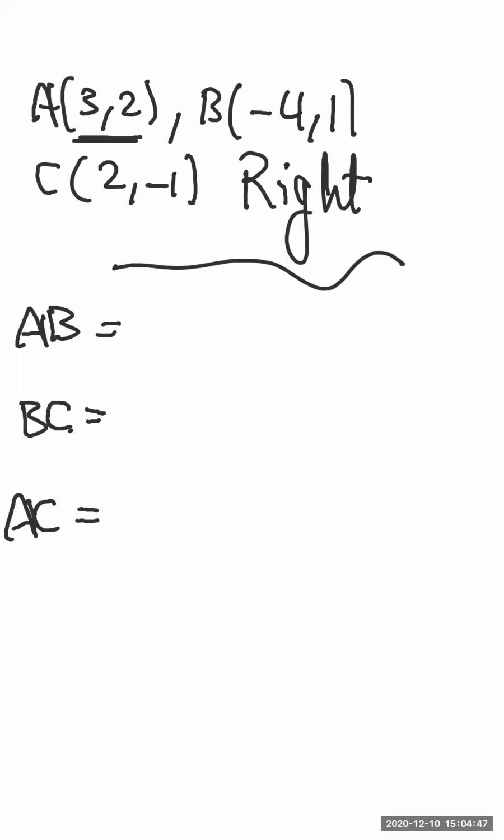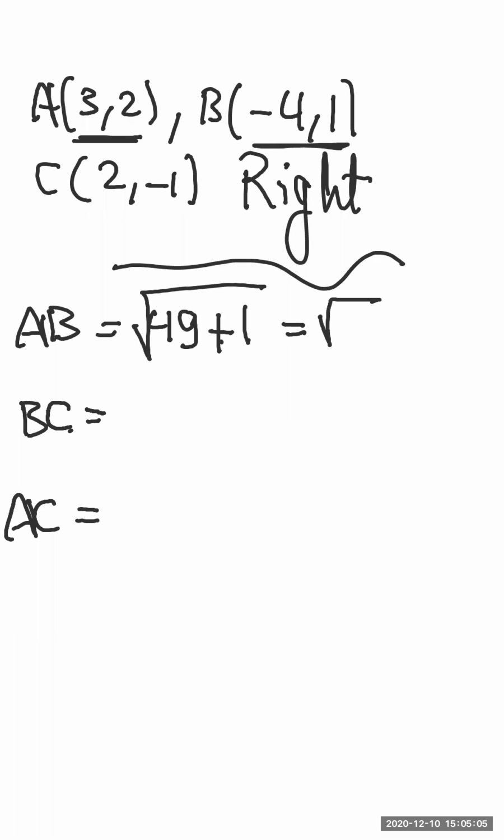AB will equal x2 minus x1, so -4 minus 3, so -7. -7 squared is 49, plus 1 minus 2, which is -1. -1 squared means 1. So the square root of 49 plus 1 will equal the square root of 50. Then BC, it will equal 2 minus -4, so 6.